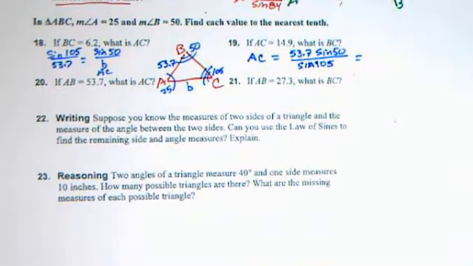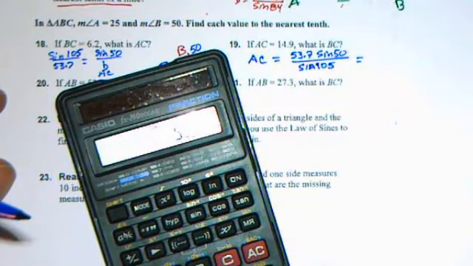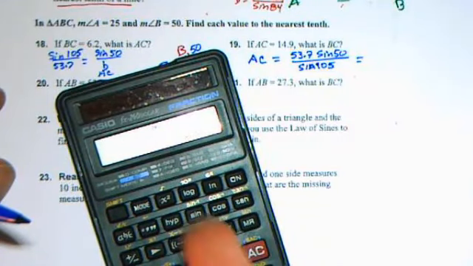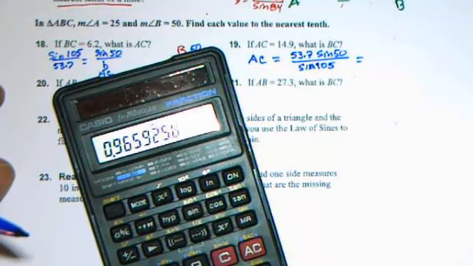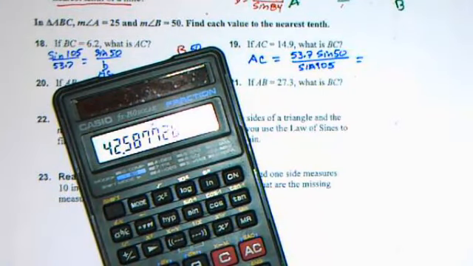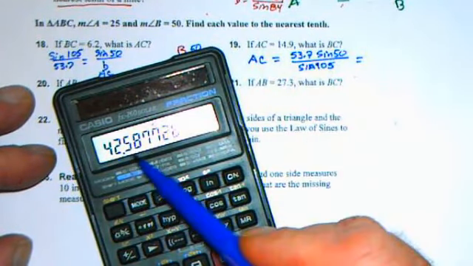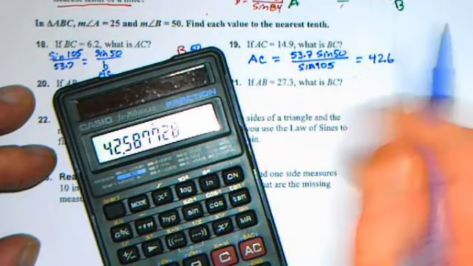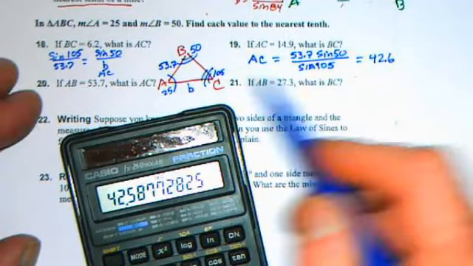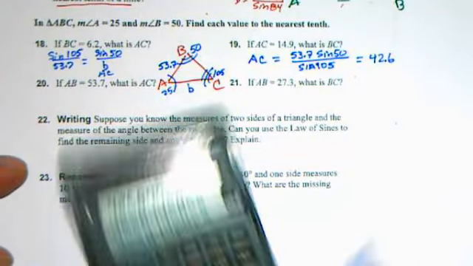Okay, bring the calculator out. 53.7 times sine of 50, divided by sine of 105, equals 42.58. They want the answer to the nearest tenth, so 42.6. And does it give us units? It doesn't give us any units, so 42.6. These others are pretty much the same as those.